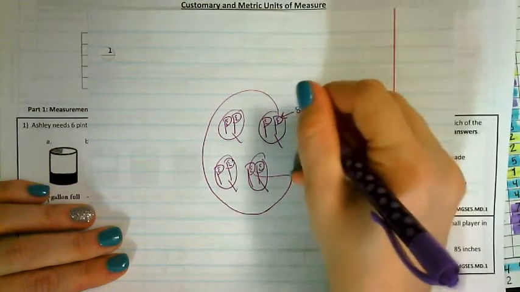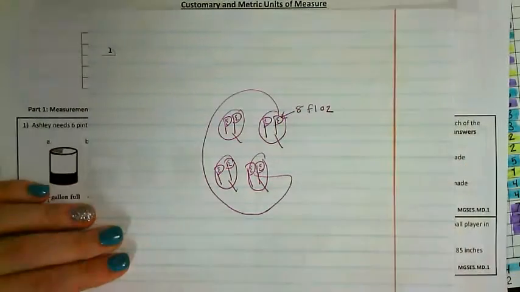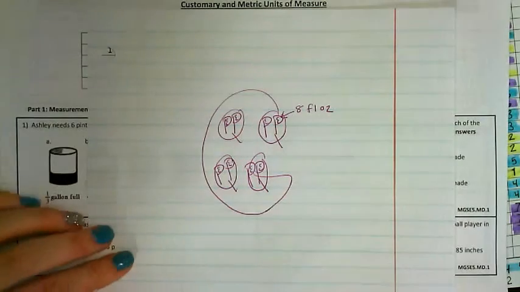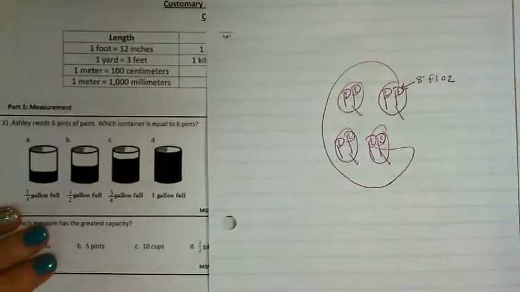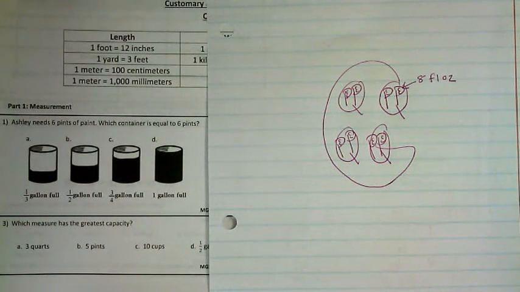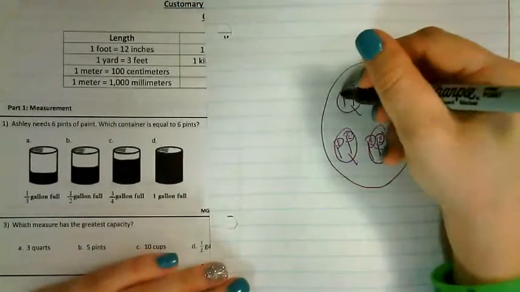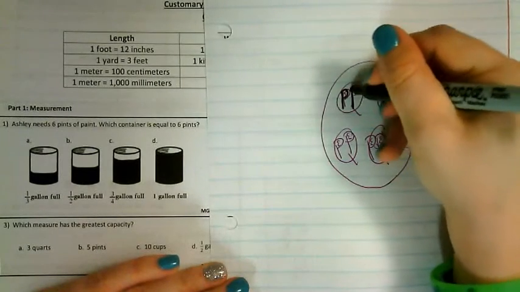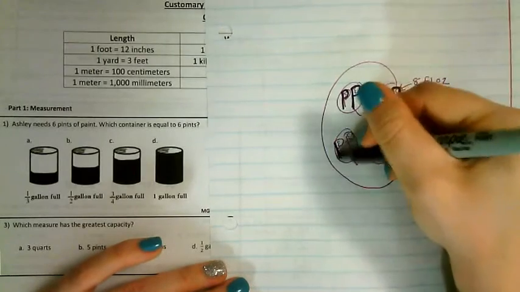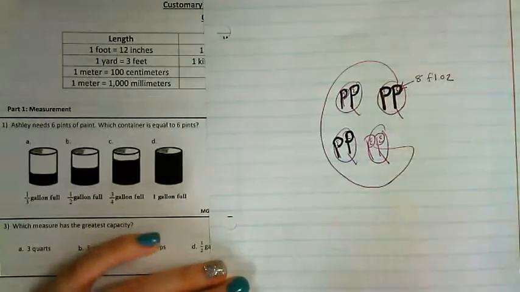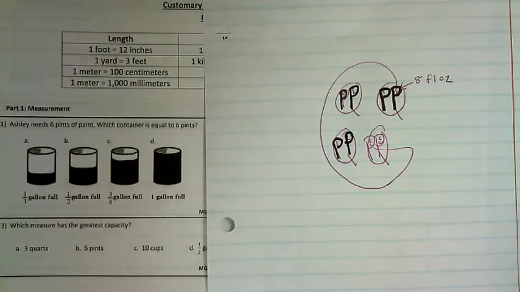All right, and that's going to equal 8 fluid ounces, because I ran out of room. I couldn't put my 8s inside there. All right, so I'm going to use this to help answer our question. So it says Ashley needs 6 pints of paint. All right, so I'm going to look here and I'm going to find my 6 pints of paint. So here's 1 pint, here's 2 pints, here's 3, here's 4, here's 5, and here's 6. So that's what Ashley has.